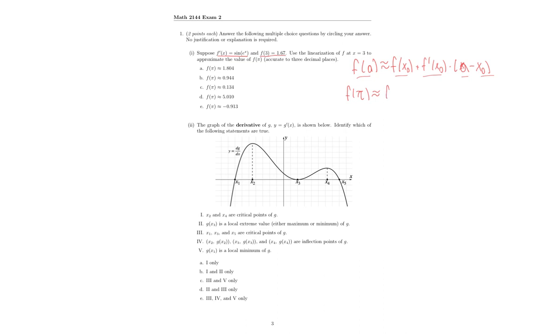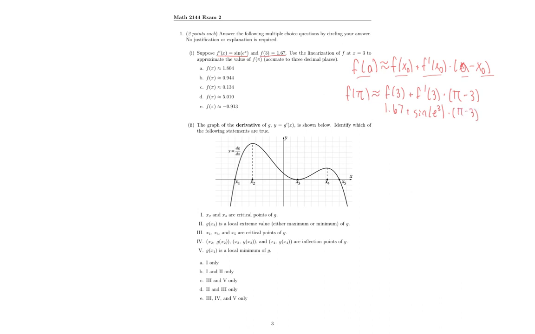Well, it's going to be f of 3, which we're given, plus f prime of 3, which we know what f prime is, so we can figure that part out, times pi minus 3. So whatever the difference is between what we want to approximate and a nice place that we do know information about, we're going to multiply our derivative times that difference. So f of 3 we know is 1.67, and f prime of 3 is sine of e to the 3, and then times pi minus 3.